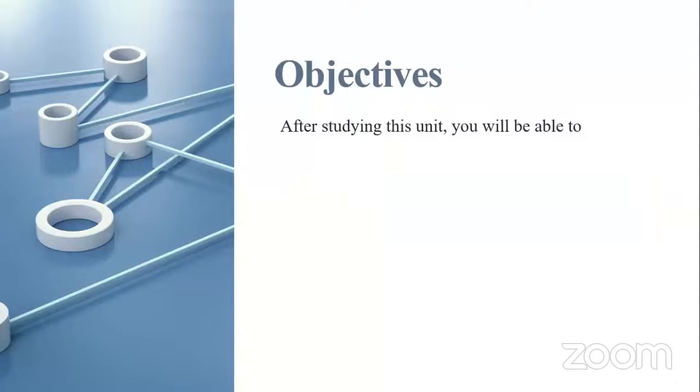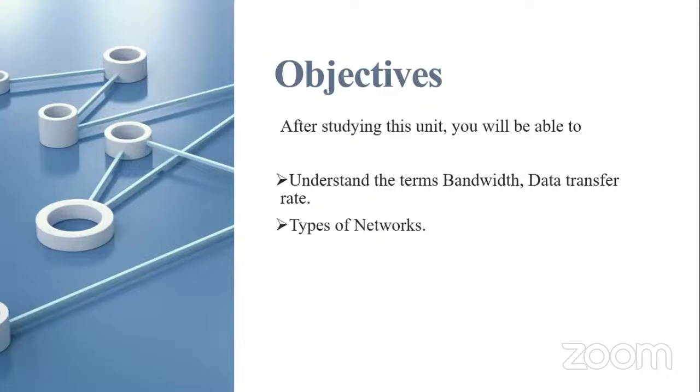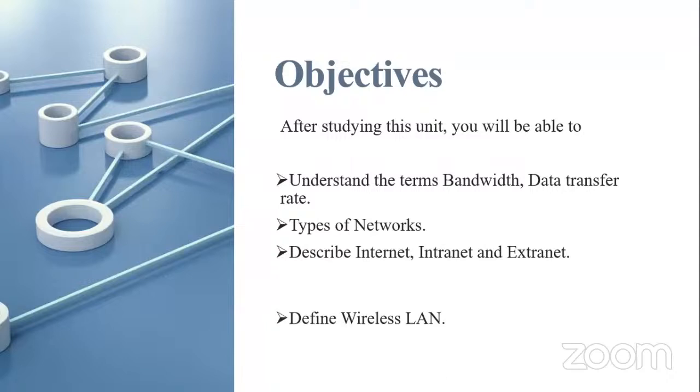After completion of this unit, you will be able to understand terminology like bandwidth and data transfer rate. You will also come to know the various types of networks available. You will also get to know what is internet, what is intranet, and what is extranet. And you will also get an idea about wireless LAN. So these four topics you will get an idea about after completion of this unit.